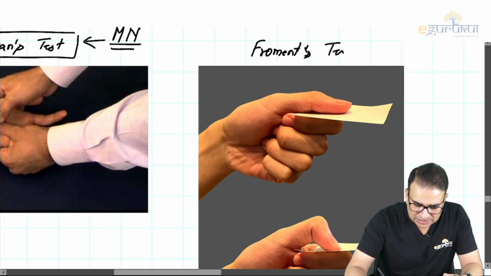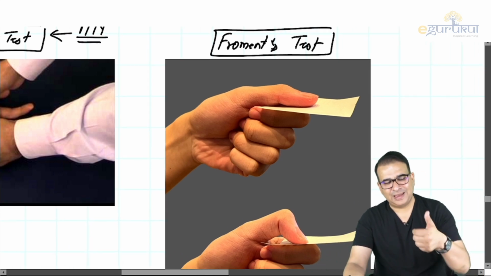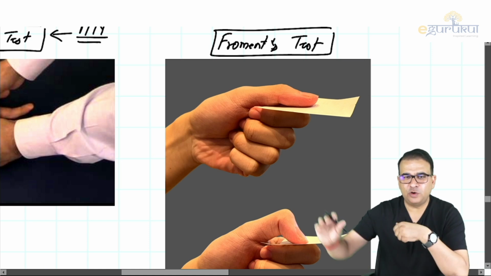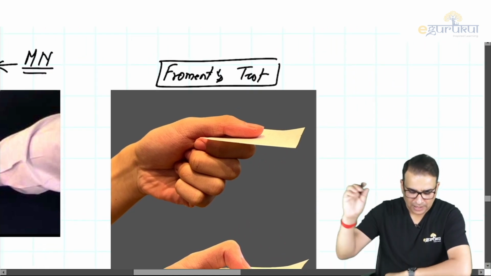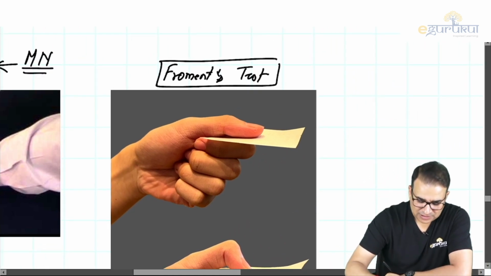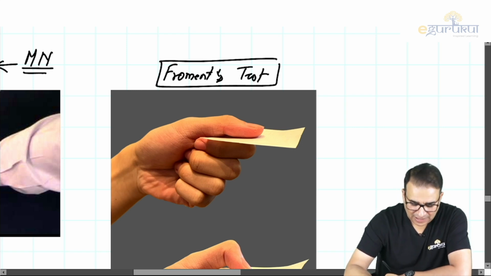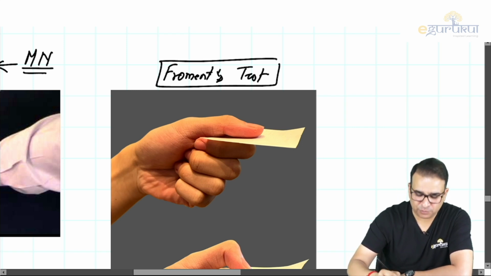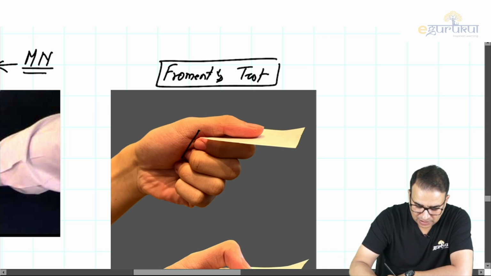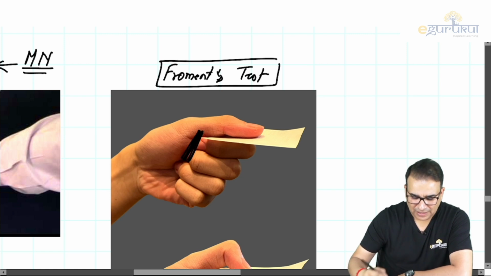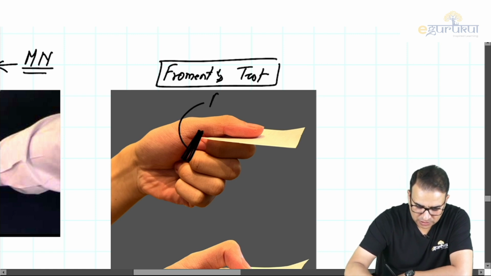Now what is there in the Froment's test here? If you ask the patient to hold a piece of paper or card in between the index finger and the thumb, the usual way of holding this is in this manner here. Why? Adductor pollicis, guys. There is a muscle of the thumb, the adductor pollicis muscle, which is coming from the shaft of the third metacarpal, I'm sorry. That adductor pollicis muscle will pull the thumb toward the rest of the fingers here.